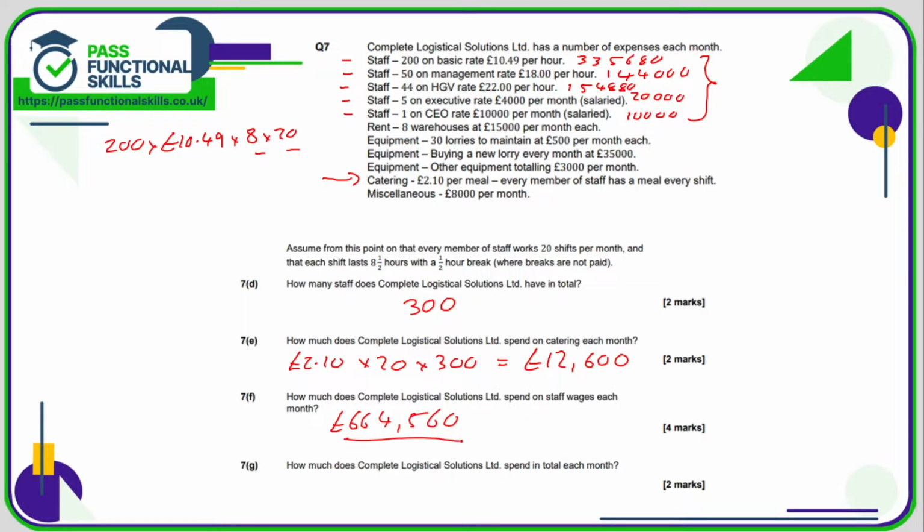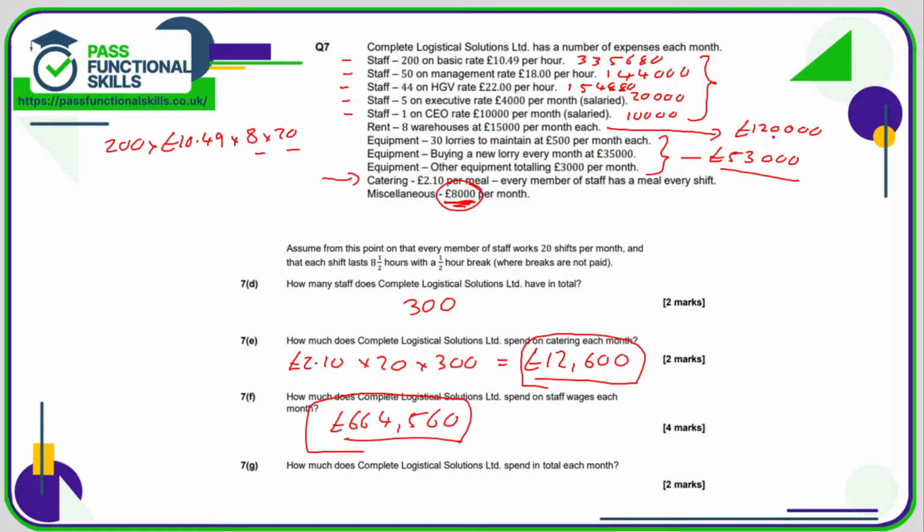So how much does Complete Logistical Solutions spend in total each month? Well, it's going to be the wages, which we've calculated already, the rent, which we've calculated before, which came to 120,000. The combined equipment, which we've worked out before as well, that came to 53,000. And the catering, which we've got here. And the only thing we've not accounted for is the 8,000. So all we need to do is add 664,560, 12,600, the miscellaneous 8,000, the 53,000 for the equipment, and the 120,000 for the rent. And we get a grand total of 858,160.